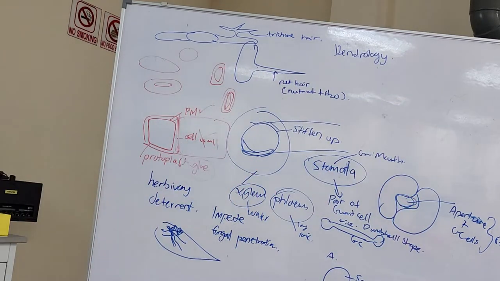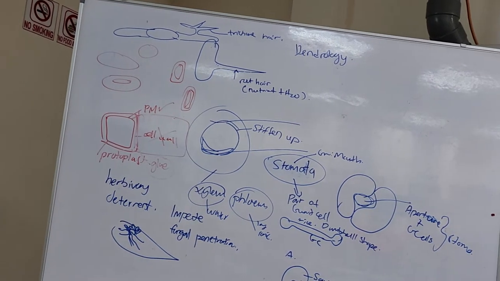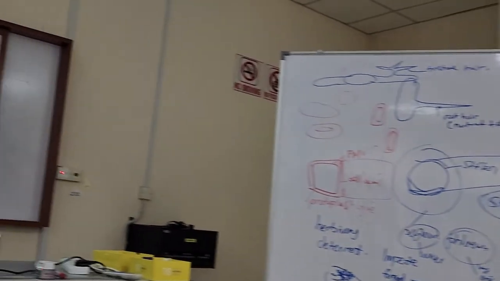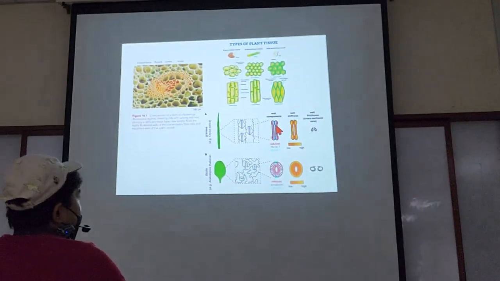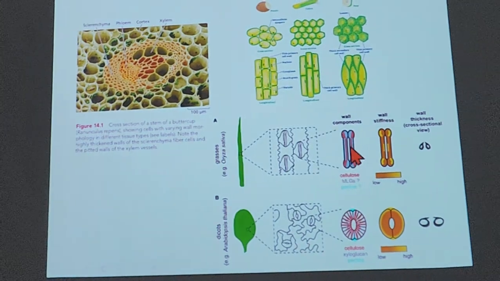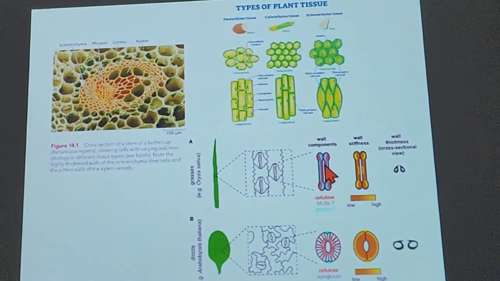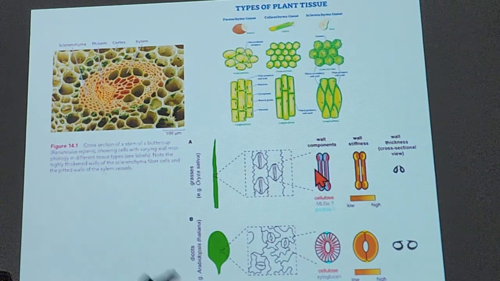Okay? Stomata is actually a collection of various components that come together. So look at this. This mapping here, the heat map down here, is to show you the wall stiffness. And the red in this diagram shows you the cellulose. You can see that the cellulose distribution is not even in this cell. This is the point I'm trying to make.